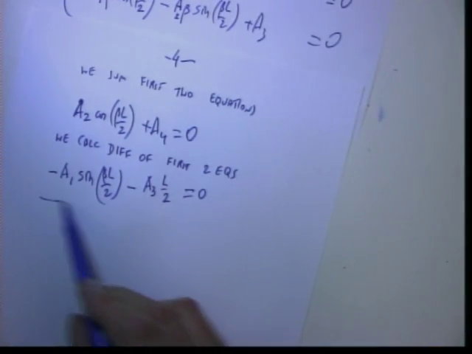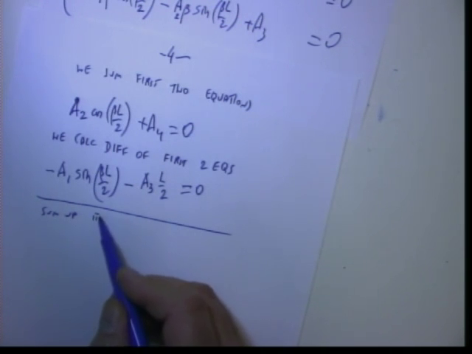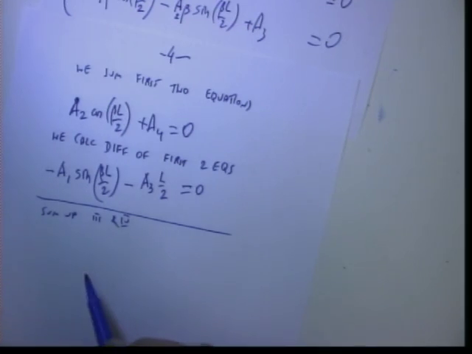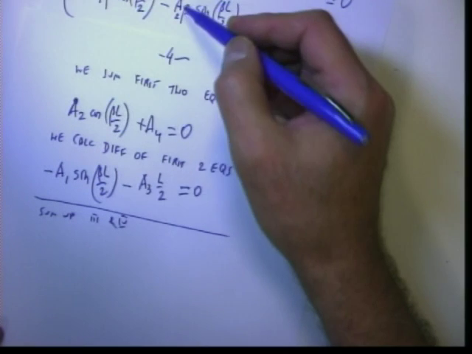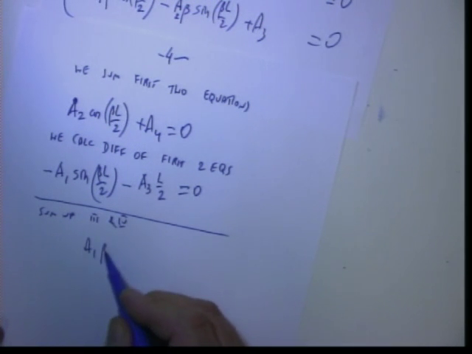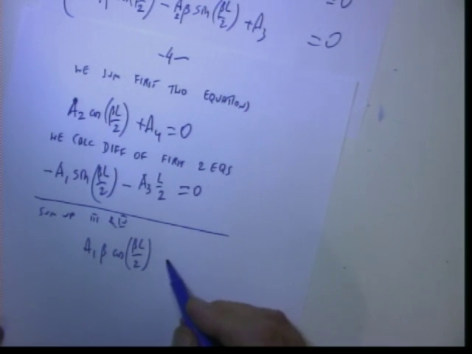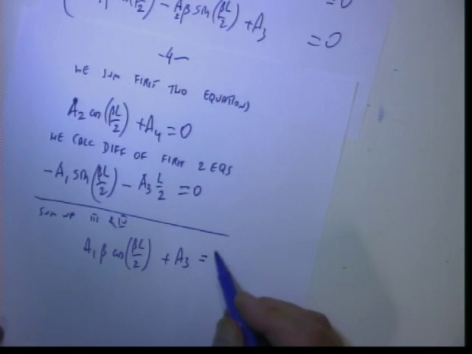Now we sum up the third and fourth equations. So I get this. This plus this will be, these are gone, A1 beta cosine beta L over 2 plus A3 equals 0.